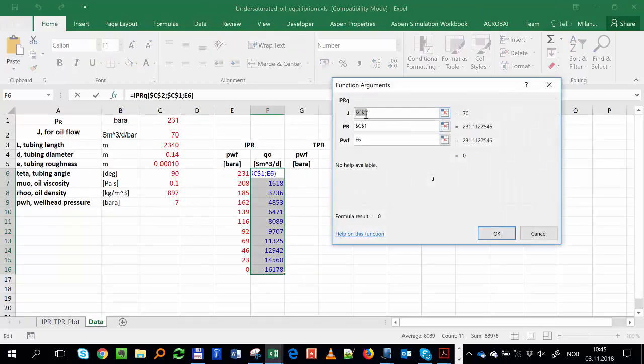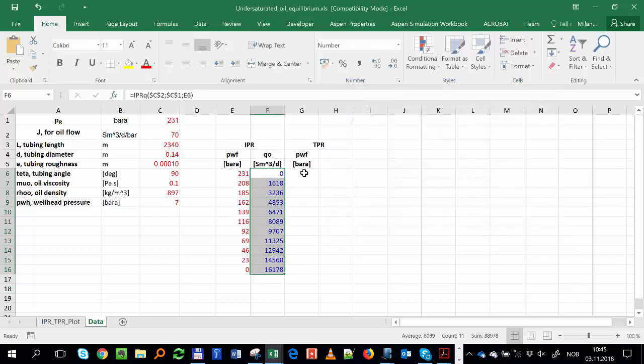IPR takes J, which is in C2, so I have to block it. PR, which is in C1, I have to block it. And E6, which is here, PWF, and that shouldn't be blocked. Now comes the tricky part, the TPR. Which equation do we use for the TPR?